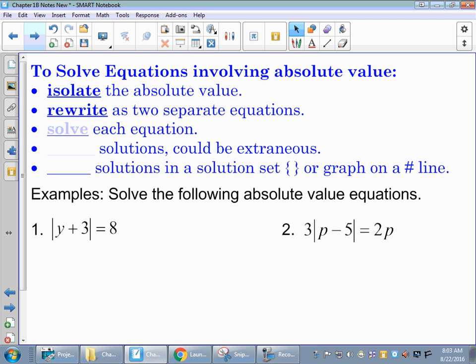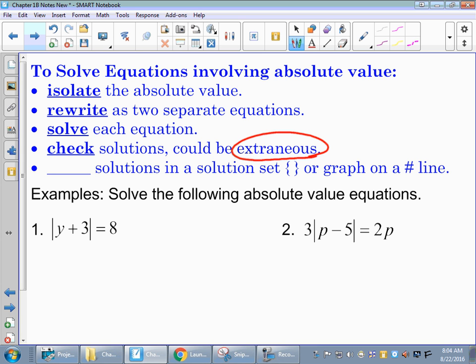You're going to solve each of those equations, and then you're going to check your solutions because they could be extraneous. And the term extraneous solutions means you did nothing wrong mathematically, but for whatever reason, it does not work when you check it. This happens when we force sign changes. Because an absolute value is always positive, it does sometimes tend to give us extraneous solutions. So we always check.